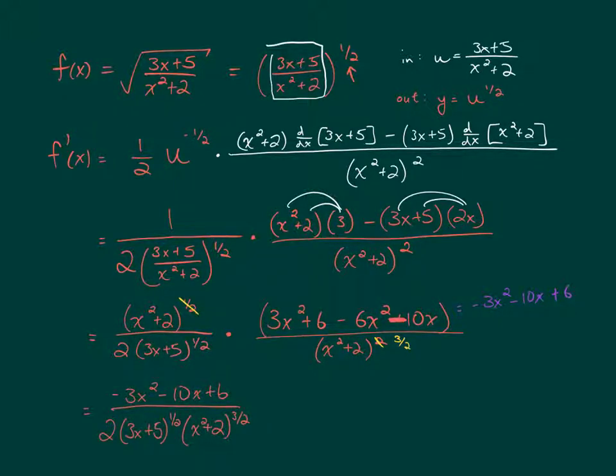Since we reduced this entire factor here with this denominator, that whole factor is gone, just leaving us with this in the numerator: negative 3x squared minus 10x plus 6. And then in the denominator, we have 2 times 3x plus 5 to the 1/2 times x squared plus 2 to the 3/2. So this here will be the final simplified answer of the derivative of the function we started with up here.